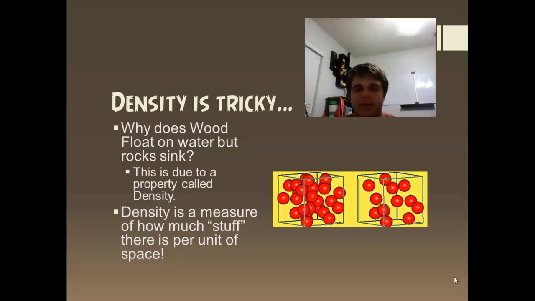Does that make sense? On the two examples over here on the right, you can see one of these cubes is highly cluttered with molecules, and the one on the other side has very few hanging around. Which of these would be the most dense? We have the most stuff per unit of space. The space is exactly the same. Which one of those two has the most stuff? It will be the one on your left, correct. The one on the left is more dense because it has more molecules per unit of space.